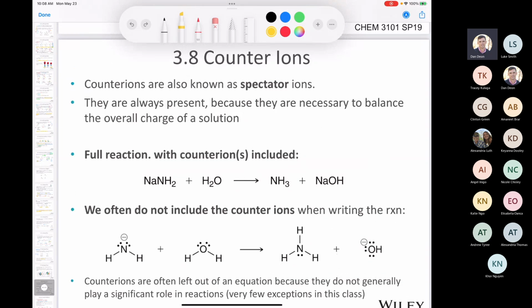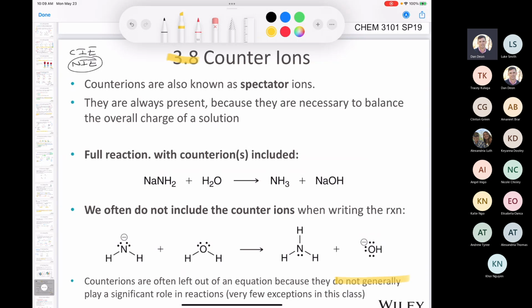The next section I want to look at is just one slide, section 3.8, just one stinking slide, which deals with counterions. You might remember from general chemistry, you would have talked about complete ionic equations and then net ionic equations. And net ionic equations were ones where you canceled out spectator ions. And spectator ions or counterions are ions that are required to balance the overall charge of a solution. However, we usually don't include them in a reaction because they're not participating in the reaction.